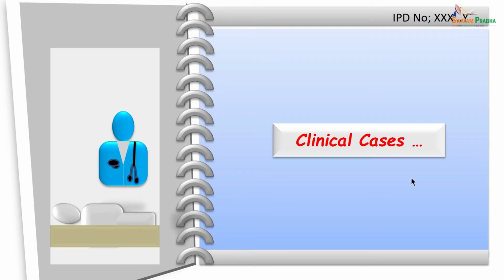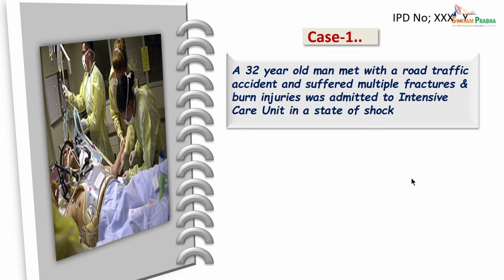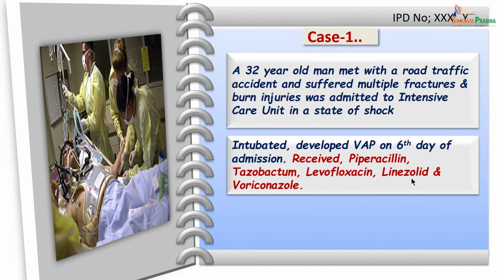As customary, let us consider a case of a man who acquired hospital acquired infections, how we went about detailed laboratory investigations in this case, and also how can we prevent such infections. This was a 32-year-old man who met with a severe road traffic accident and suffered multiple fractures, and also his vehicle got into fire and he suffered 30% burn injuries. This patient was brought in a state of shock. He was admitted to intensive care unit. He was soon intubated. He also later developed ventilator associated pneumonia.